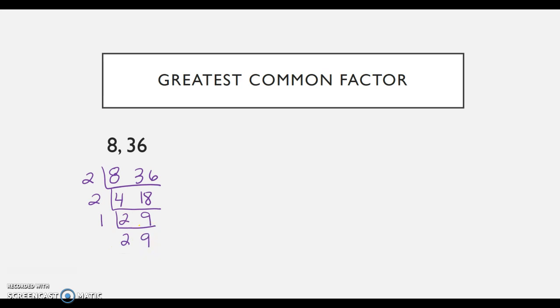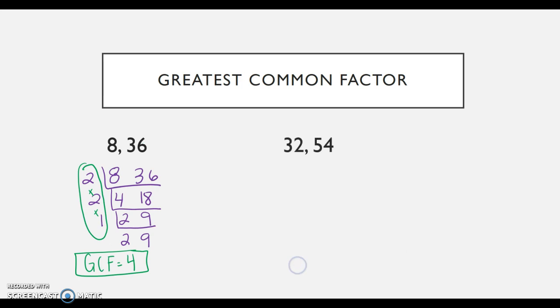And when we are finding the greatest common factor, we look at our side numbers, and we're going to multiply those out. So here, the GCF of 8 and 36 is 4, meaning 4 is the largest number that can go into both of my beginning numbers.